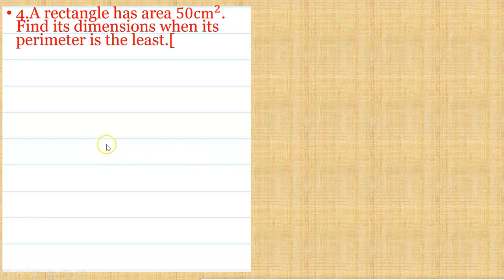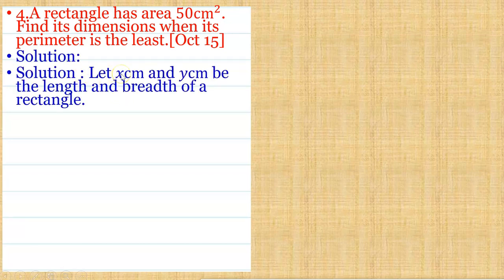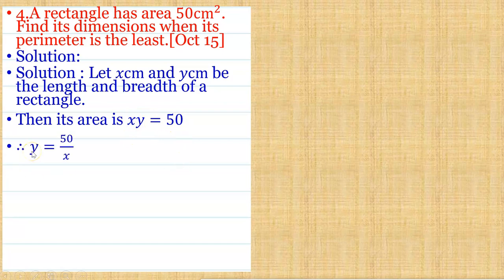Now the next problem. A rectangle has area 50 centimeter square. Find its dimensions when its perimeter is least. Is the perimeter considered as a function? Now the solution. Let x centimeter and y centimeter be the length and breadth of the rectangle. Therefore, area of rectangle is length into breadth, that is x into y equals 50. Therefore, y equals 50 upon x.